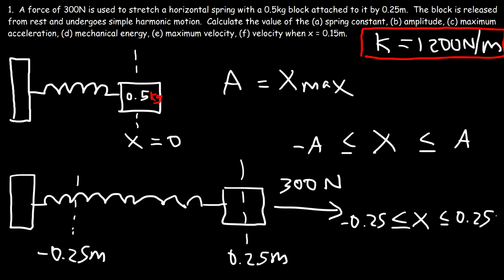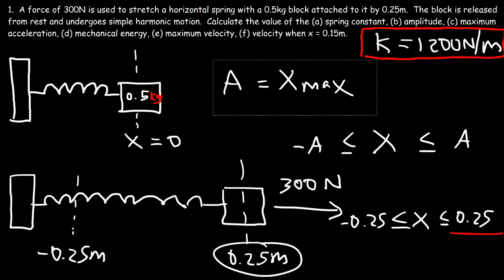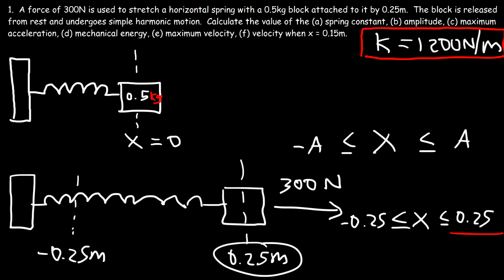However, A is a fixed value. A is the maximum x value. So the amplitude is 0.25 meters because x cannot be greater than that value. So that's it. The amplitude is just the maximum displacement. So in this example, A is 0.25 meters. That's the answer to part B.